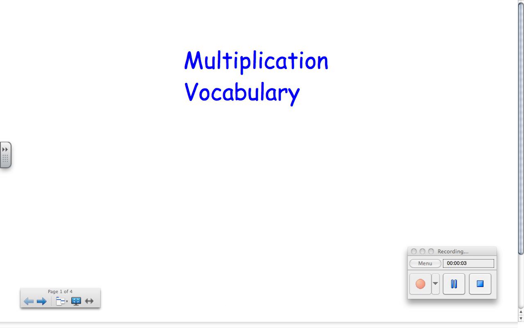Today on the flipped video, we will be discussing the vocabulary that goes along with multiplication. Make sure that you have your video log so that you can record the definition to these vocabulary words as we discuss them. Make sure if you need to pause the video at any time to write something down that you do that as well.